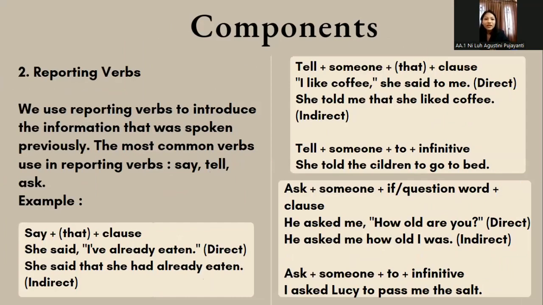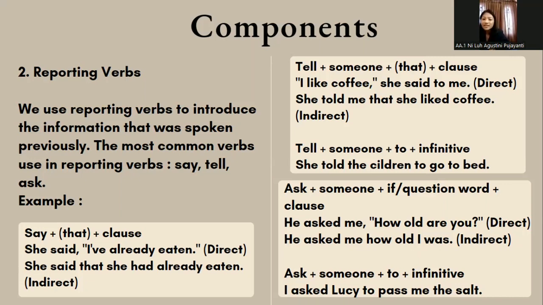The second component is reporting verbs. We use reporting verbs to introduce the information that was spoken previously. Both direct and indirect speech use reporting verbs. The most common reporting verbs are say, tell, and ask. Other reporting verbs include instruct, explain, mention, suggest, claim, and so on. So we will discuss say, tell, and ask.